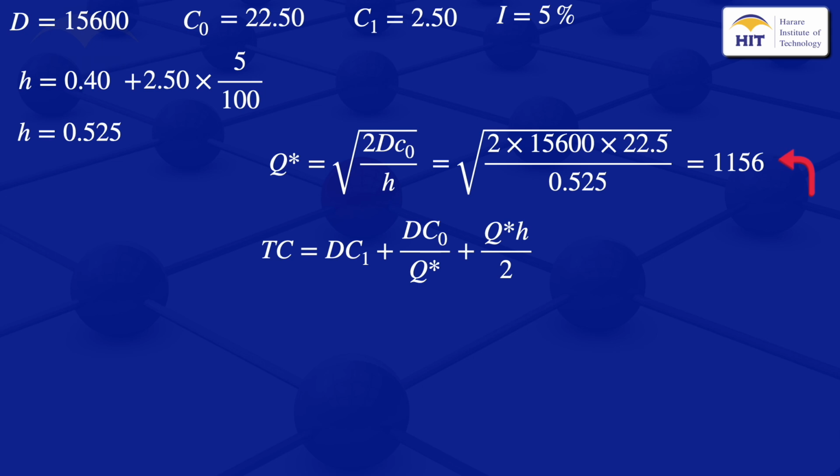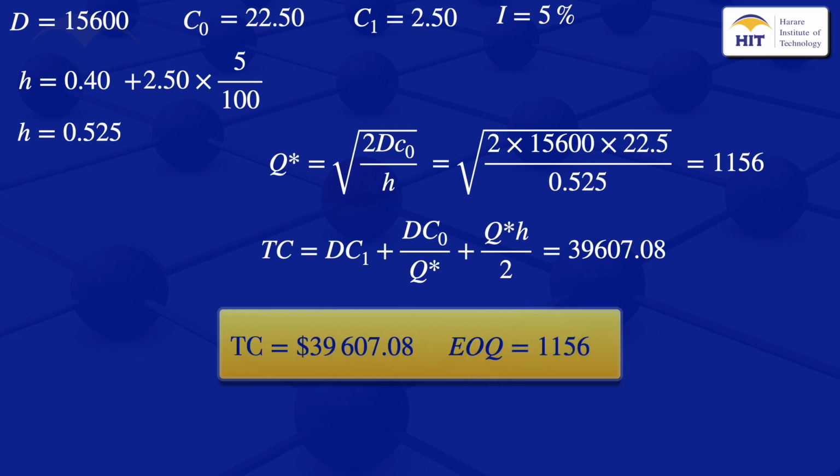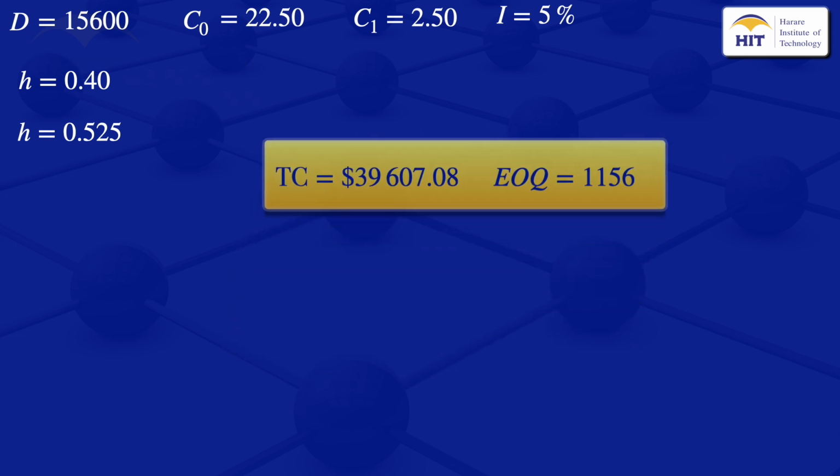So substituting the values that we have here, our solution will be 39,607.08. So we are having our total cost is 39,607.08 and our economic order quantity is 1,156. So I'll just put it there.